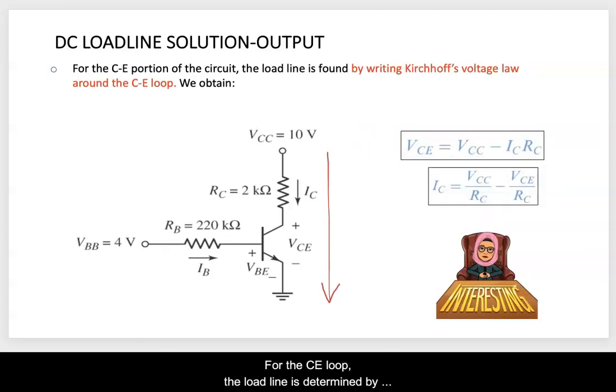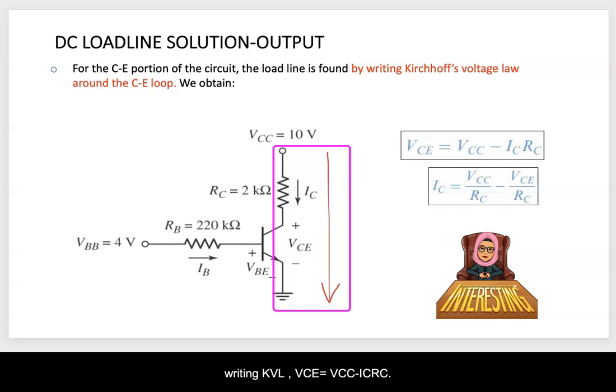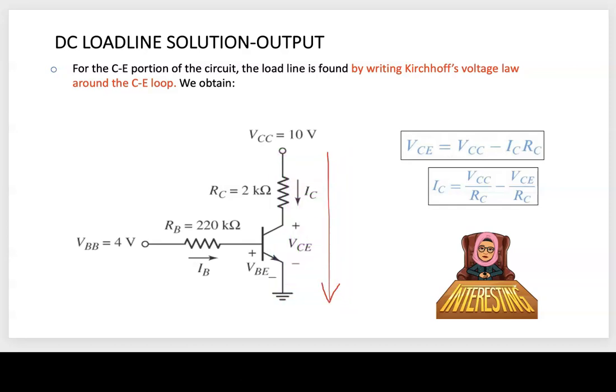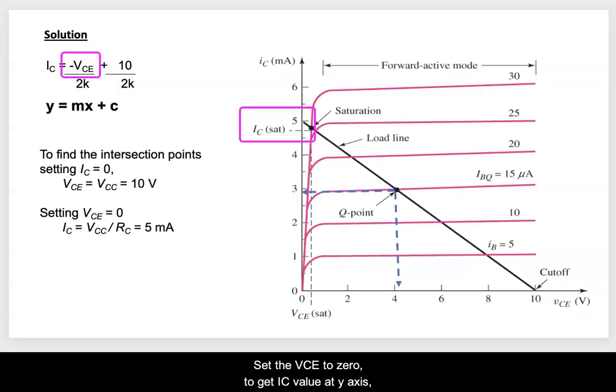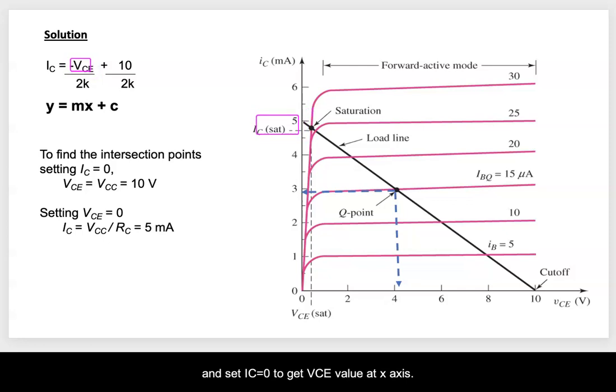Now, for the collector emitter loop, the load line is determined by writing KVL: VCE equals VCC minus IC RC. This KVL equation can be rewritten as IC equals VCC over RC minus VCE over RC. Next, we set the VCE value to 0 to get the IC value at the y-axis and set the IC value to 0 to get the VCE value at the x-axis. Then, we draw the straight line.